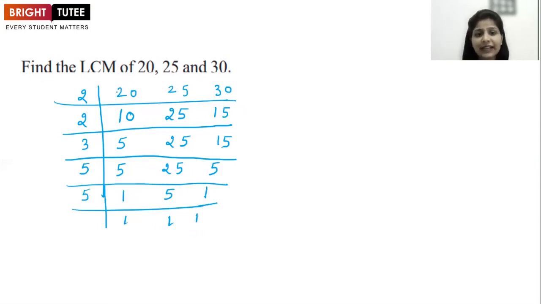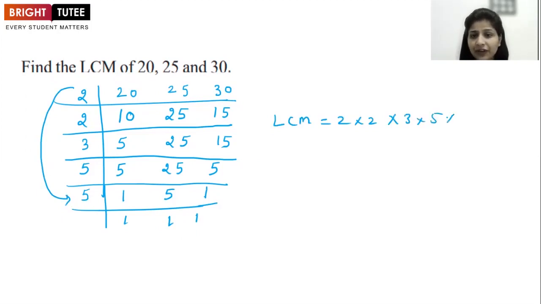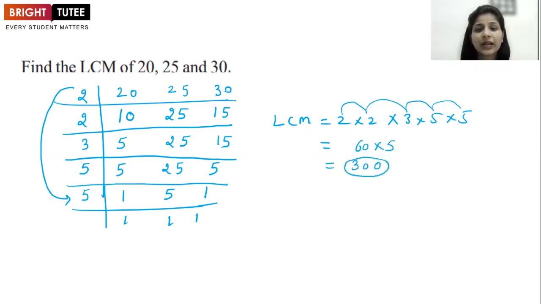Now how do we find the LCM? You just multiply these. So LCM will be 2 into 2 into 3 into 5 into 5. So we are going to multiply them. Solving it, just see, 2 into 2 is 4. 4 threes are 12. 12 fives are 60, and 60 into 5, we get the answer as 300. So LCM of 20, 25 and 30 is 300.